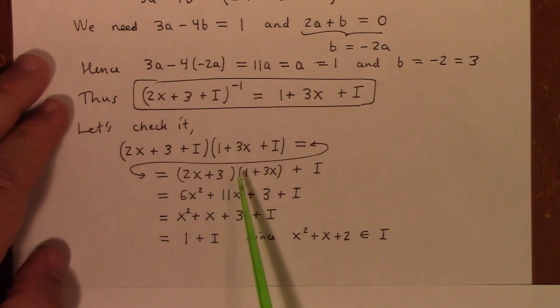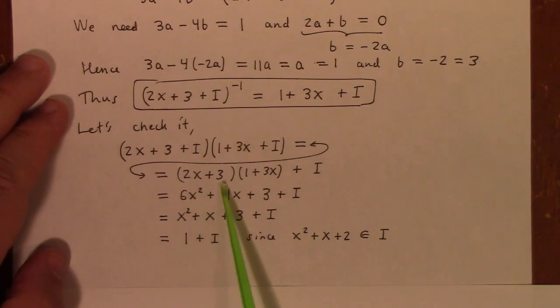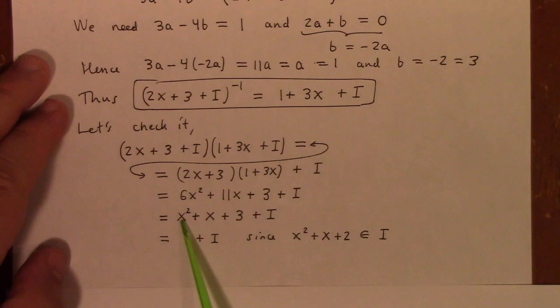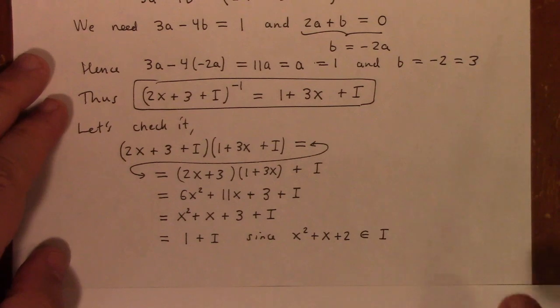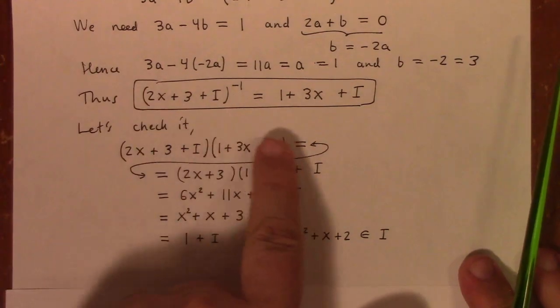Anyway, multiplying these representatives, I get 6x squared plus 11x plus 3, but I'm working mod 5, so that's x squared plus x plus 3. But notice that x squared plus x plus 2 is 0 in this context, so that simplifies back down to 1 plus I, which is exactly what I want because 1 plus I is the multiplicative identity in the quotient ring here. And so there you go. That's the multiplicative inverse.